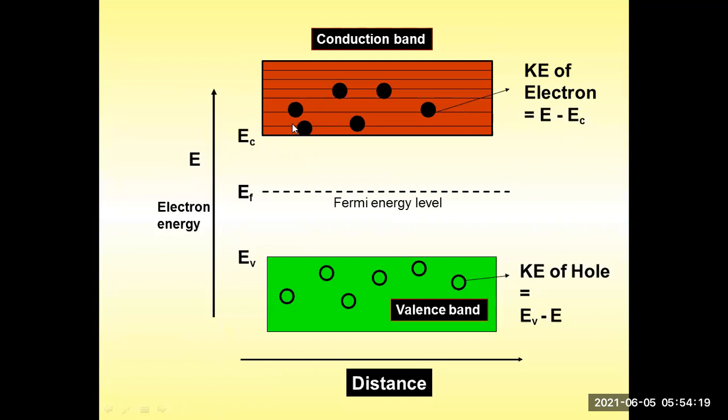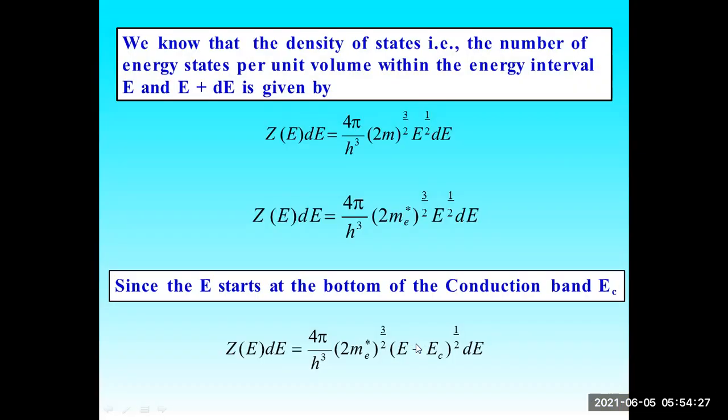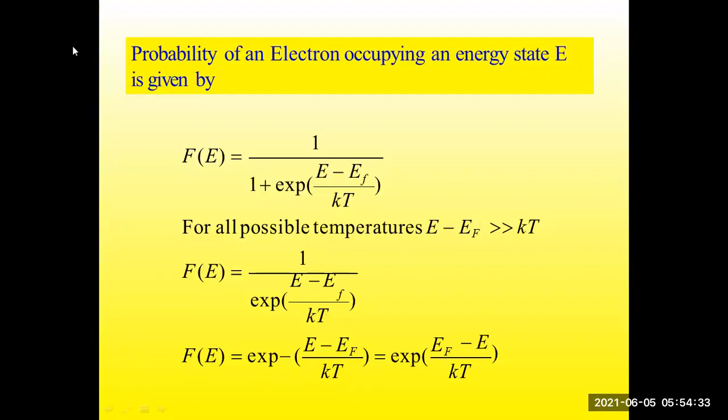The total energy is E, and the lowest energy is EC. So the kinetic energy of the electron in this case is given by E minus EC. So instead of E, I can write E minus EC. Right? Clear, everybody?